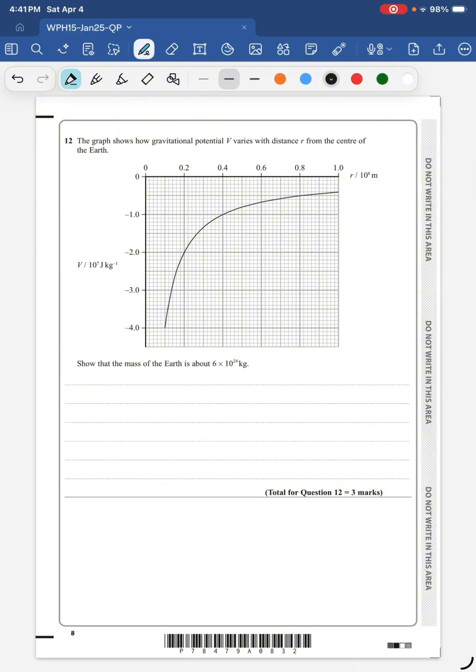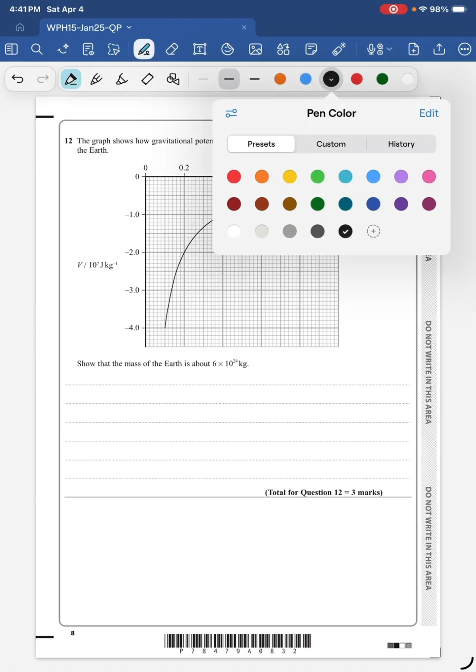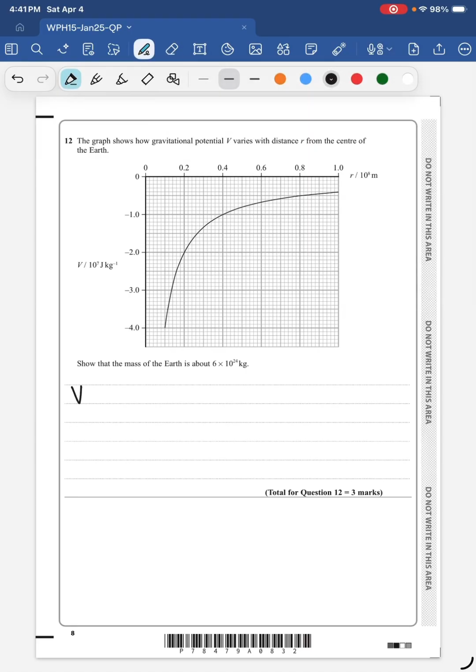Okay, what I'm talking about is that at the distance of 0.1 times 10 to the 8 meters from the center of the Earth, the gravitational potential is minus 4 times 10 to the 7 joules per kilogram. But at the radius of the Earth, at a distance of 1 times 10 to the 8, it becomes about minus 0.4 times 10 to the 7. So it increases, okay? But this is not what we care about in this problem. We actually care about finding the mass.